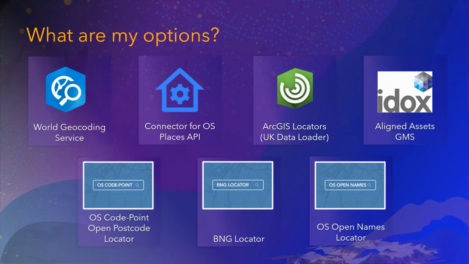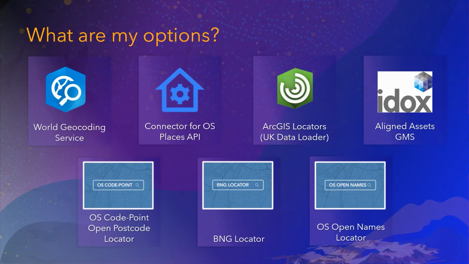Next up is the OS Places API using the connector for OS Places API by Esri UK. This option is recommended when you want the ability to search for a single address within the UK. It's updated daily and maintained by the Ordnance Survey. This is a great option if you have a public sector geospatial agreement, or PSGA, as it is free for PSGA members.